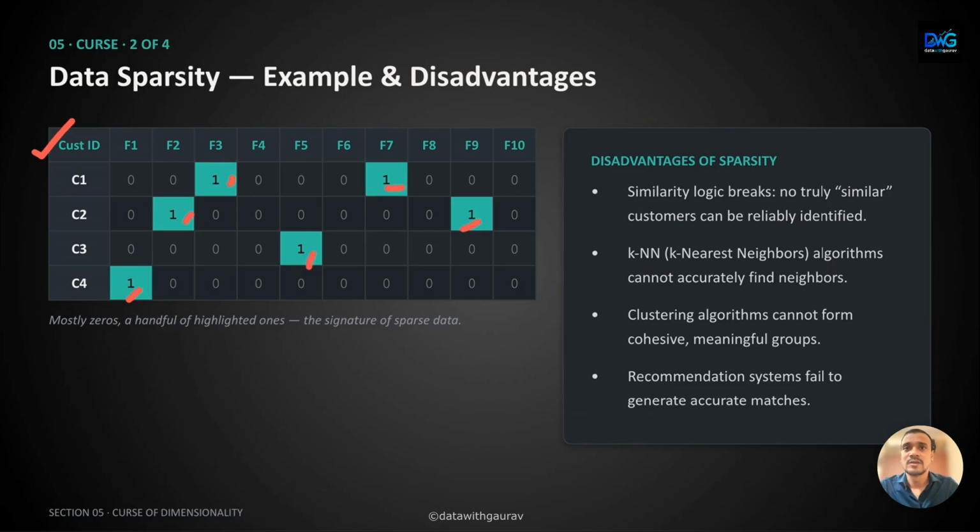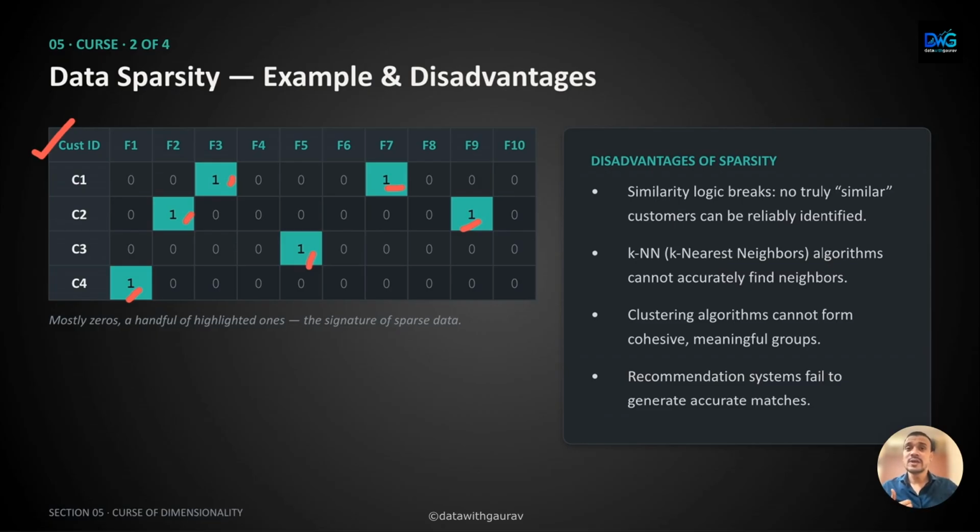So this is exactly what high dimensional sparse data look like. Now imagine that instead of just 10 features, you have 10,000 features, while each customer still has only a few non-zero values. The feature space becomes enormous, but every customer occupies only a tiny corner of it. As a result, customers become increasingly isolated from one another. This leads to a severe practical problem.